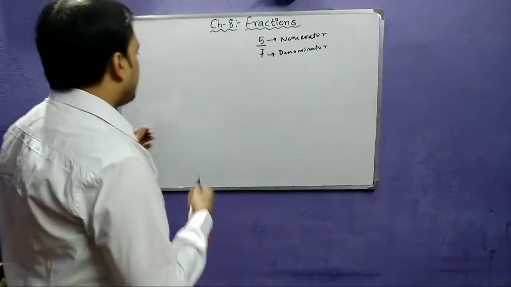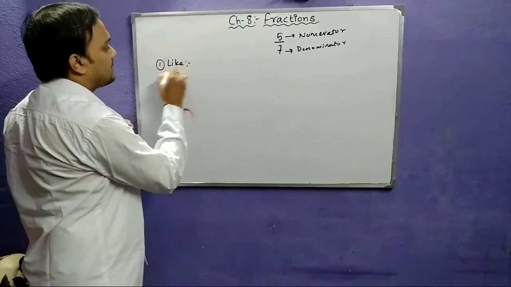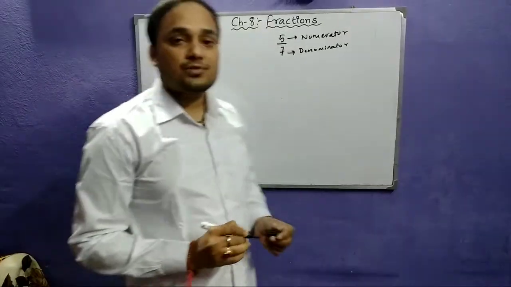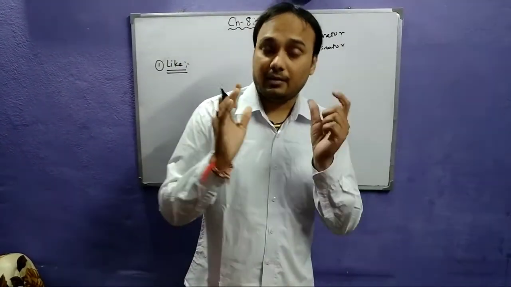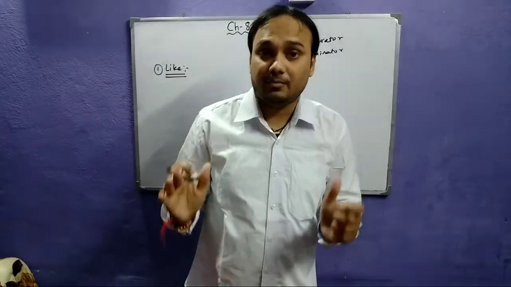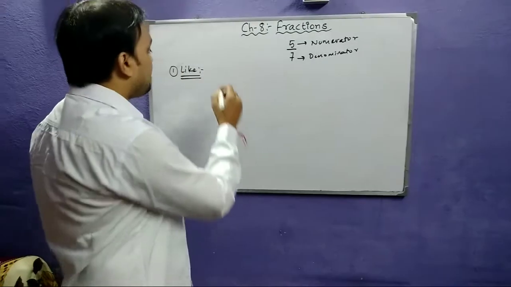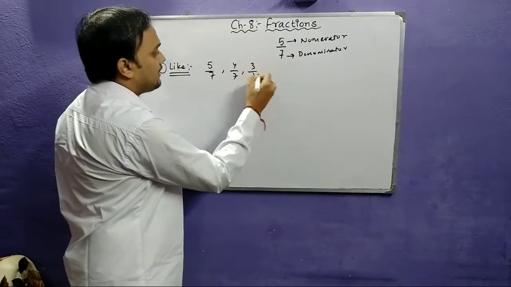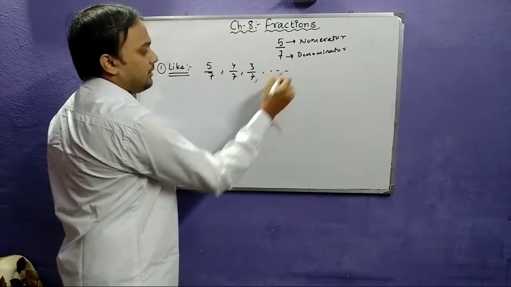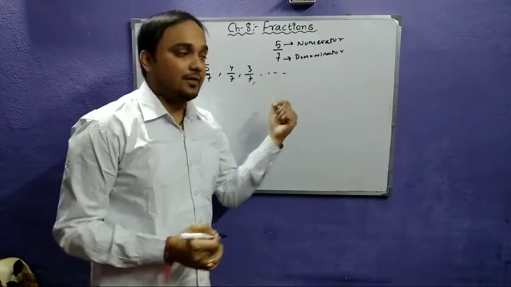The first one is like fraction. What is called like fraction? Like fractions are those fractions which have the same denominator. If the numbers have a common denominator, the same denominator, we say that the fractions are like fractions. Like it can be 5 by 7, 4 by 7, 3 by 7, and so on. All these fractions have the same denominator, so it is a like fraction.